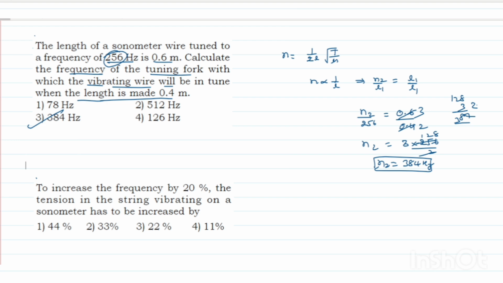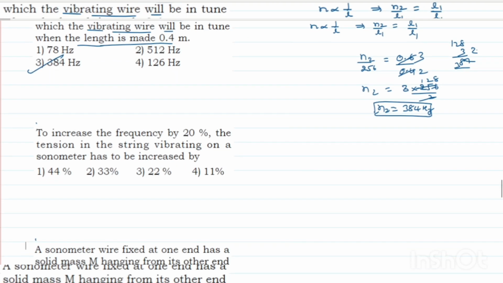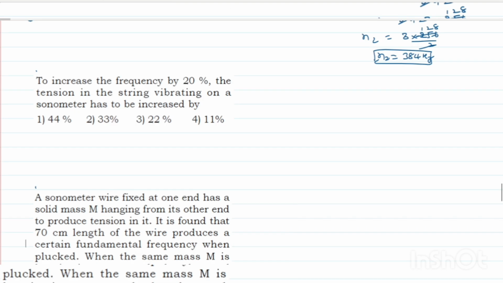Let us see the next question, students. The next question says, to increase the frequency by 20%, the tension in the string vibrating on a sonometer has to be increased by how much? So initially you are increasing the frequency by 20%.